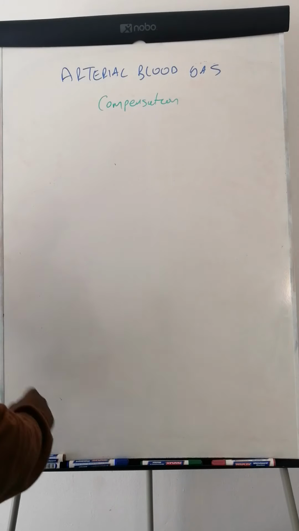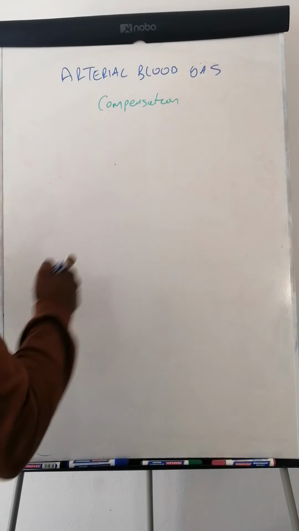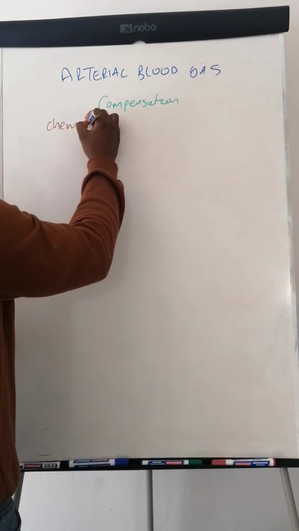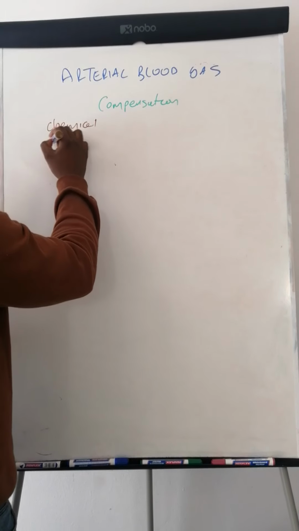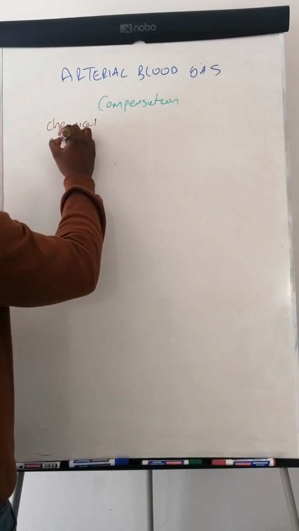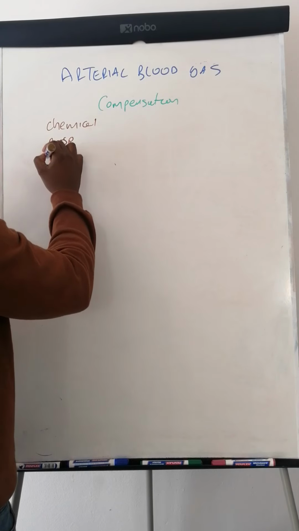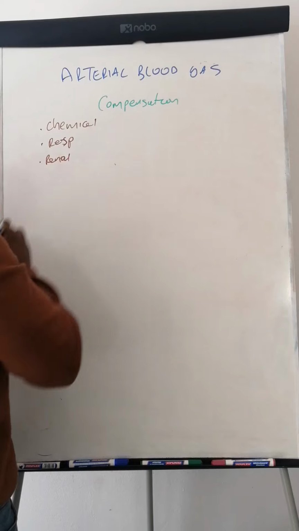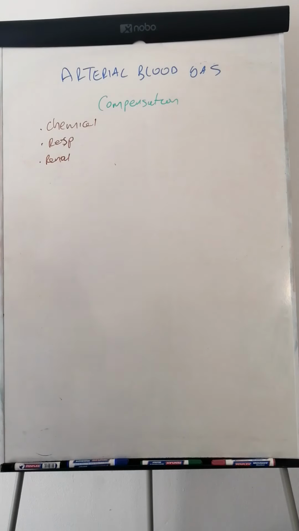These mechanisms can be chemical, they can be respiratory, or they can be renal. Remember homeostasis. We want homeostasis in everything, so we don't operate on the extremes. We want everything to be nicely in the middle.